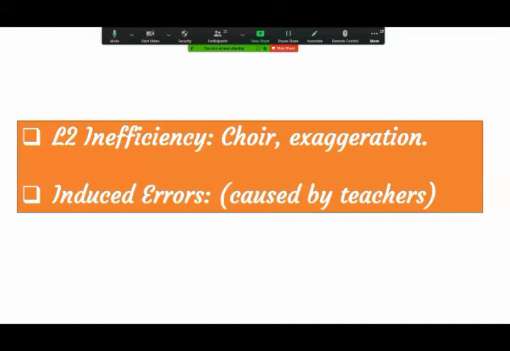Okay, so this means that I have a problem with the second language itself. For example, how can you pronounce the first word? This word, choir. How can you pronounce this word? Choir. CH. We used to pronounce CH as cha, but in this word, choir. The second word, how can you pronounce it?